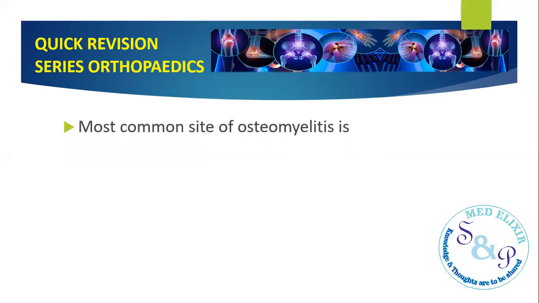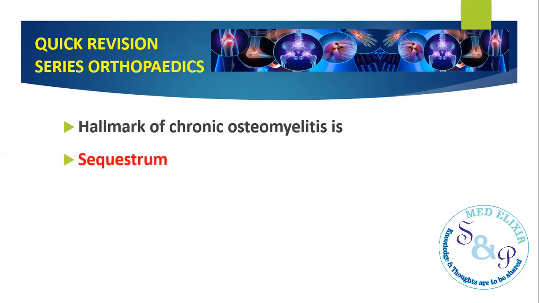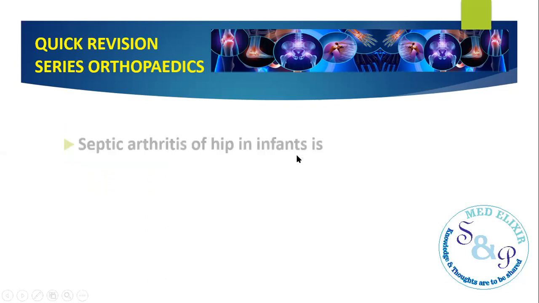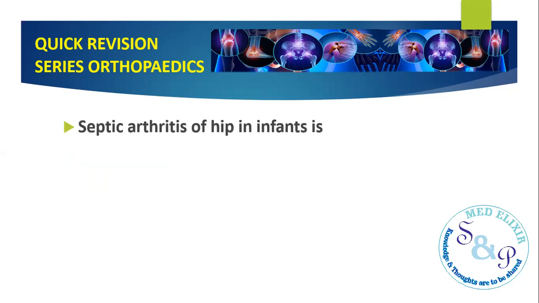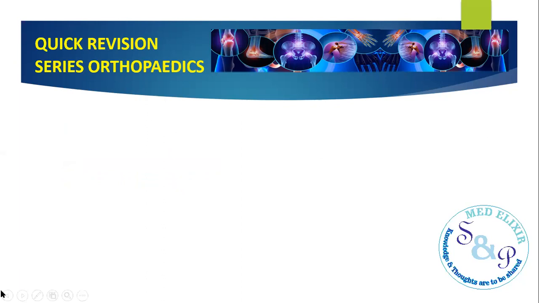Most common site of osteomyelitis is metaphysis of long bones. The causative organism is Staphylococcus aureus. Hallmark of chronic osteomyelitis is sequestrum. Sequestrum is a dead piece of bone. Septic arthritis of hip in infants is Thorne-Smith arthritis. In X-ray, complete absence of head and neck of femur is seen.